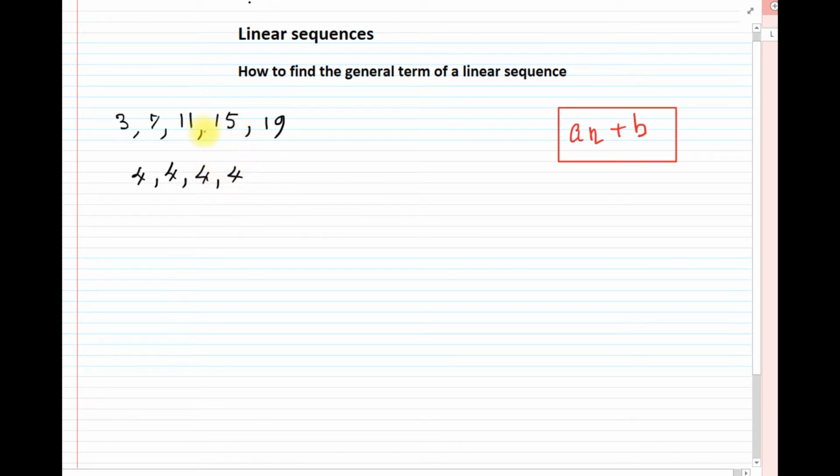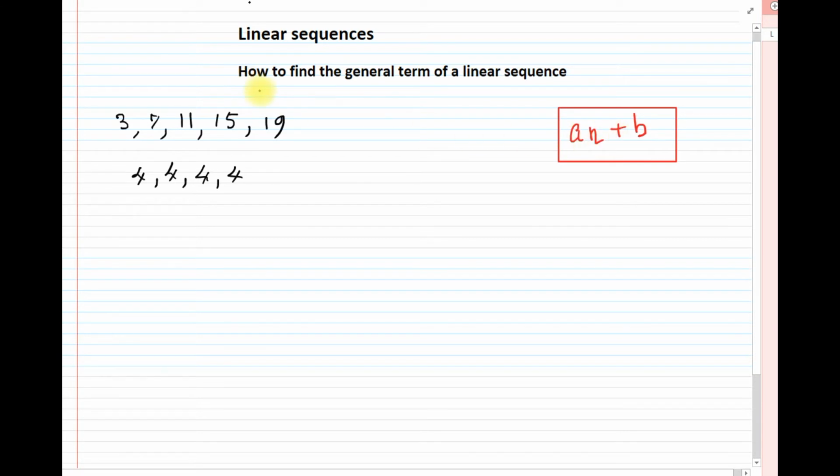Now the general expression for a linear sequence, which I'm showing here in red, is an plus b. A linear sequence has n to the power 1, n being the position of the term in the sequence, like the first term, second term, third term, etc. And a and b are coefficients which we need to compute.